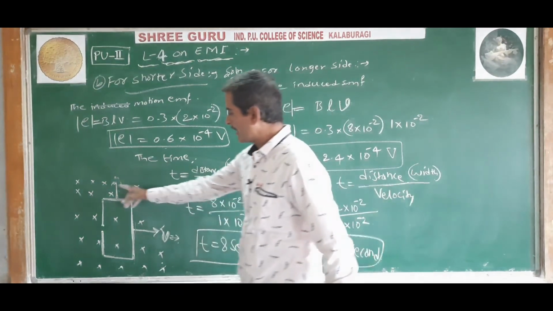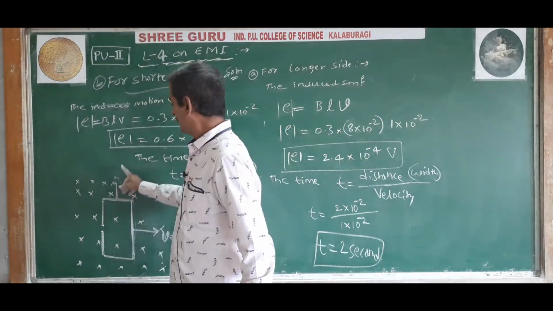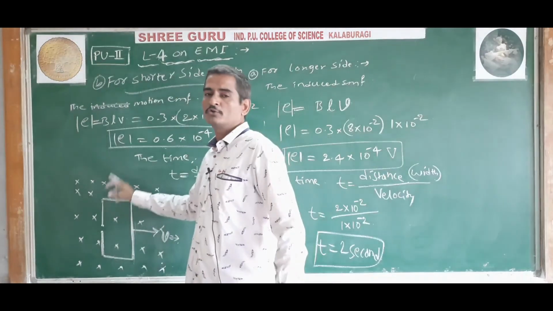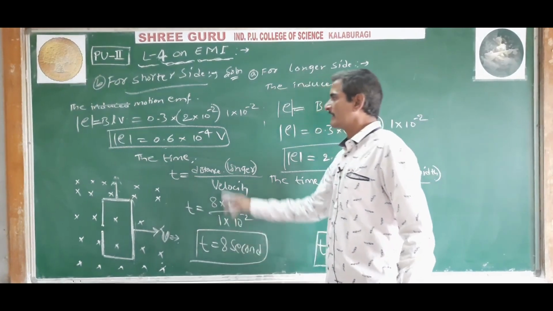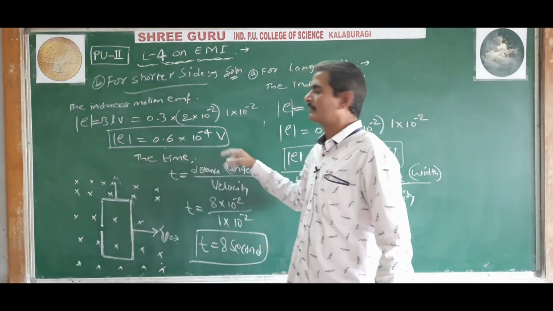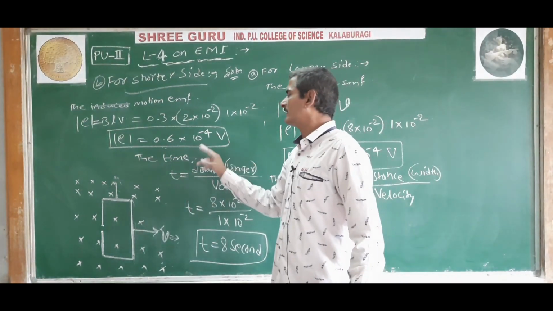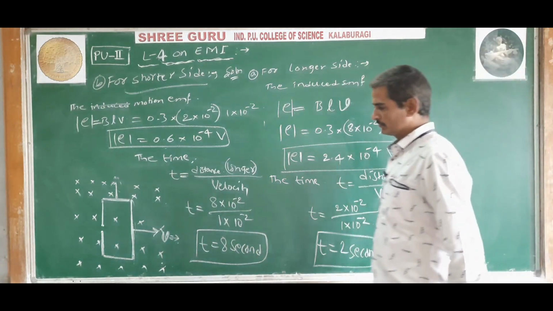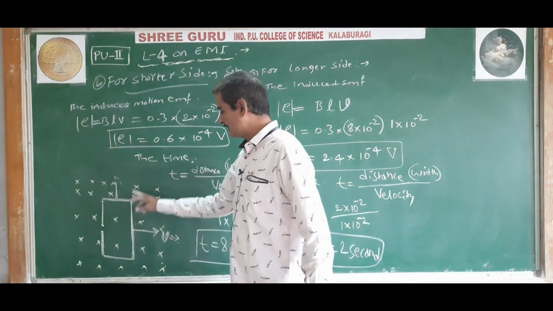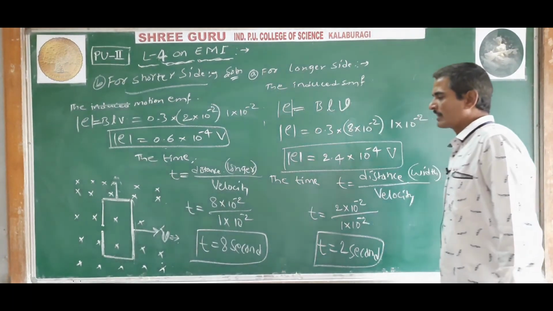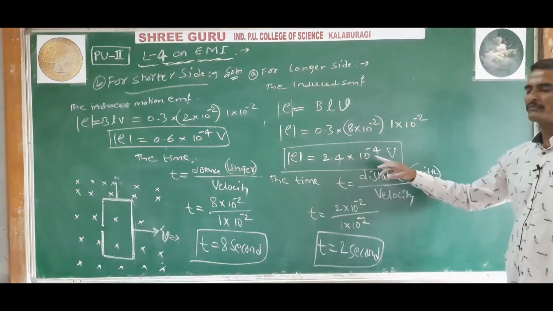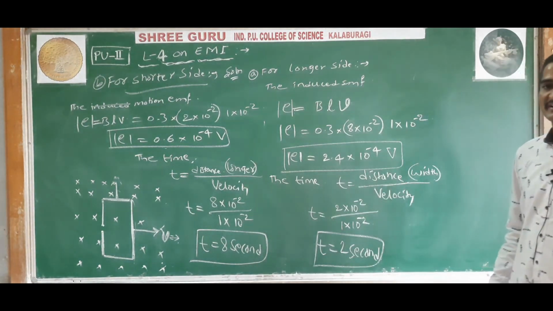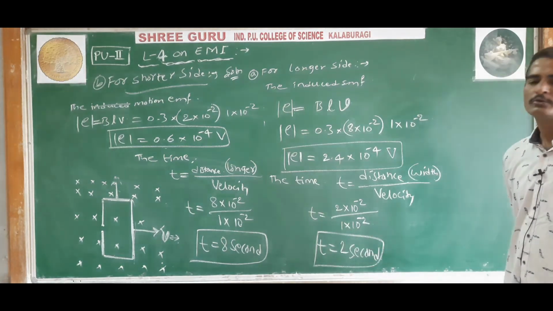When the coil moves with velocity normal to the shorter side, the EMF induced will be 0.6 into 10 to the power minus 4 volt, and this induced EMF exists for a time interval of 8 seconds. If the coil moves normal to the longer side, the induced EMF will be 2.4 into 10 to the power minus 4 volt, and this induced EMF exists for a time interval of 2 seconds.